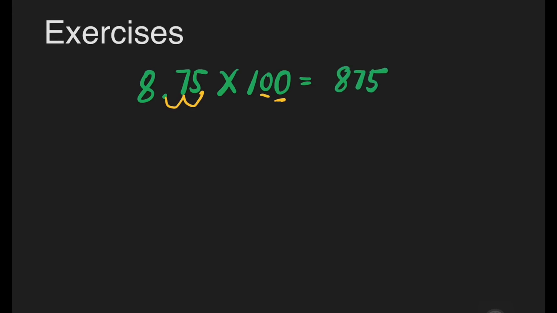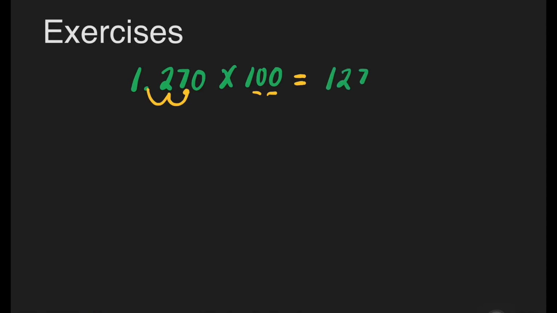Another one. 8 and 75 hundredths times 100. So our answer is, how many places will we move our decimal point? We will move it twice because we have 2 zeros here. So it means our answer is 875. And that's our final answer.